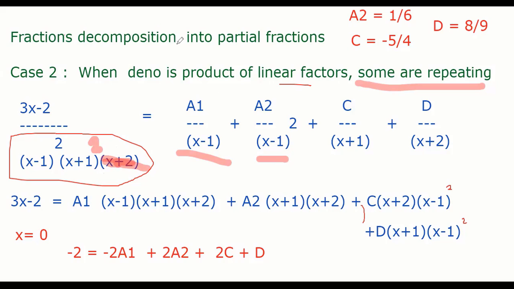Then we write a1 upon x minus 1 plus a2 upon x minus 1 whole square. Very good. Then for x plus 1 we get c1 upon x plus 1 plus c2 upon x plus 1 whole square. That's it. So that is the concept. Whenever a repeating factor is a cube factor, guys, write it 3 times.